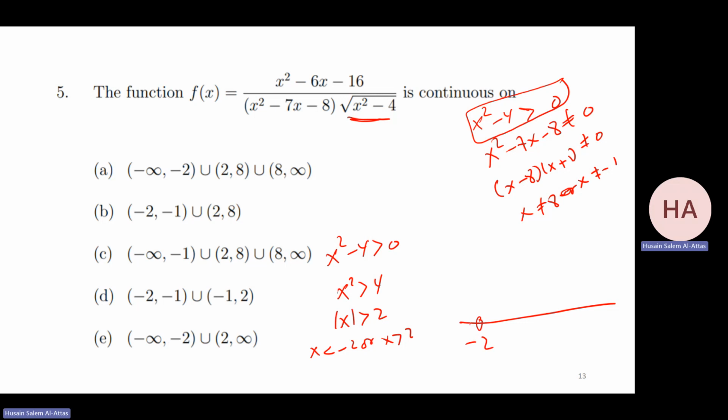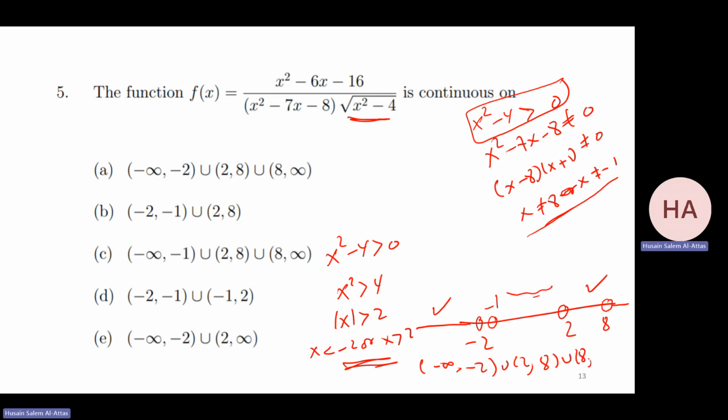So from -2 to 2, I have this side and this side. This is for this condition. Now for this condition, x not equal -1, -1 is actually here. So that will not affect anything because this area is not with us. X not equal to 8, so I need to make it open at 8. So I have minus infinity to -2, union 2 to 8, union 8 to infinity, which is this.